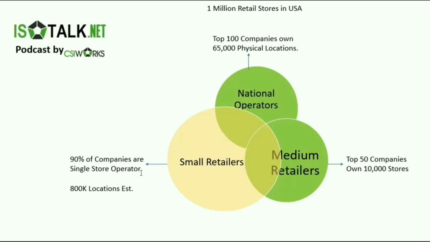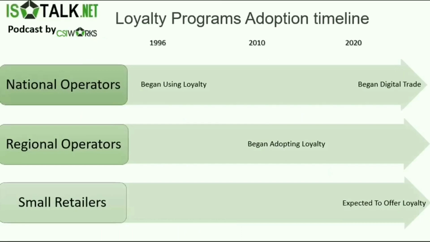The small operator is a single store operator. 90% of them are going to be single store operators. Sometimes they'll go up to 2 or 3 or 5 stores. But that's the landscape. That's who we're talking about here. I'm not really sure who's listening, but I would imagine that most of the agents listening are focused on the small retailers and maybe some medium retailers, but not national operators. If I'm wrong, please let me know. It'd be an honor that I'm actually talking to you about anything.